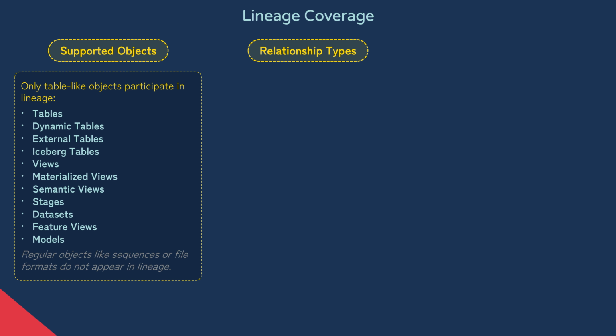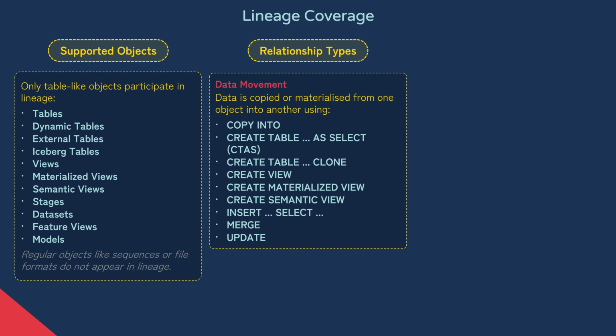Second, Lineage captures 2 kinds of relationships. The first is data movement, when data is actually copied or materialized from one object into another. That's what we've created in these examples using the createTableAsSelect construct. What we're looking at here is the list of operations that create data movement lineage.